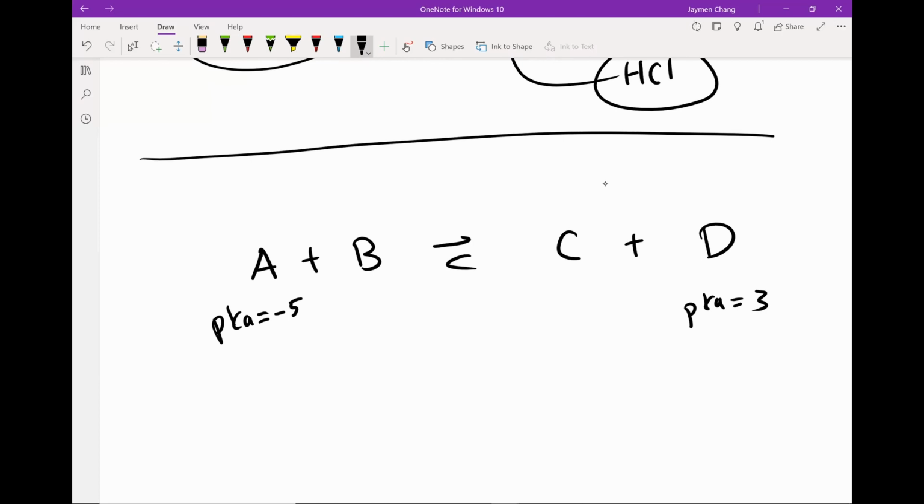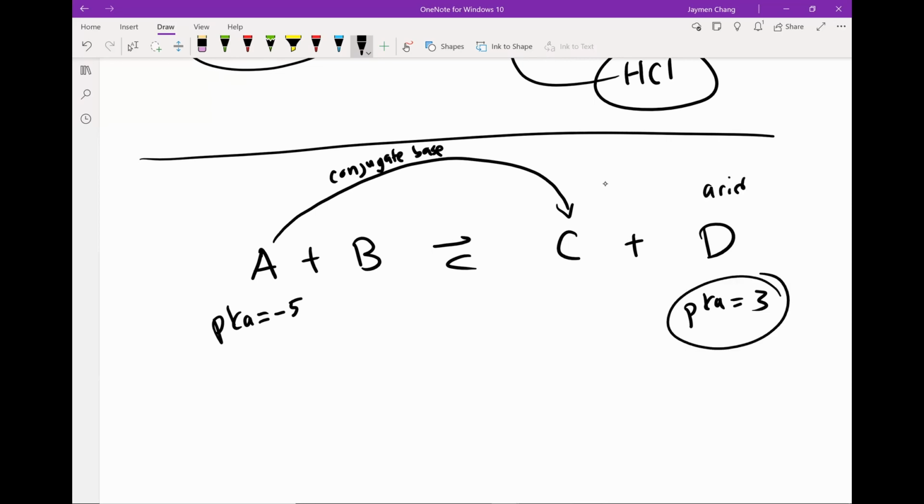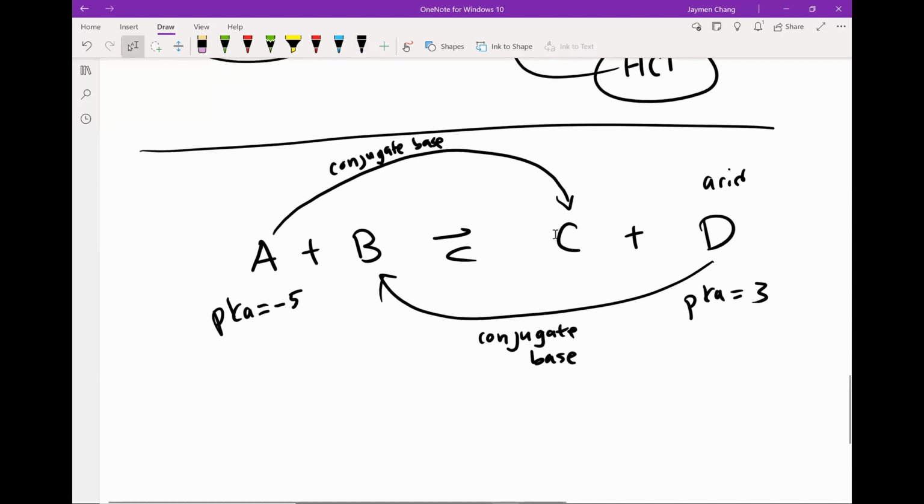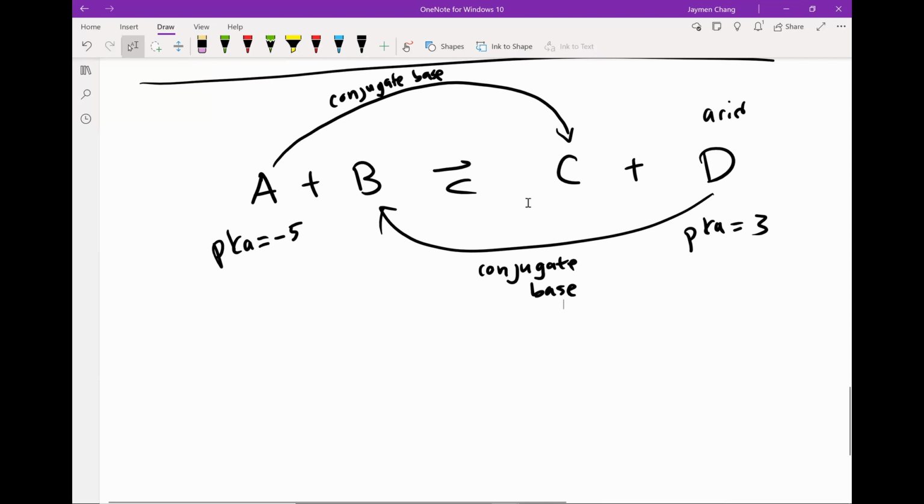So this would mean that the conjugate base of A is going to be C. So this is the conjugate base. And then for here, this would be the acid, because the thing with the pKa is the acid, and then this would be its conjugate base. So just looking at this right now, do you guys have any idea which side the equilibrium will lie on? You can just give a guess in the chat.